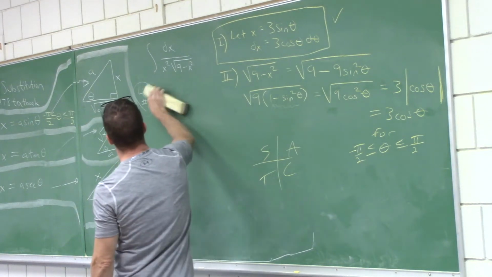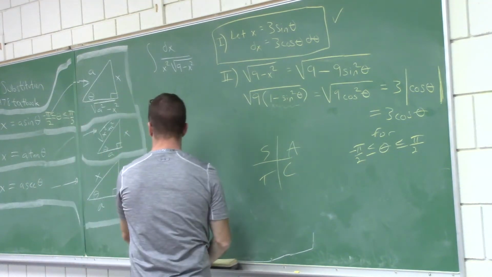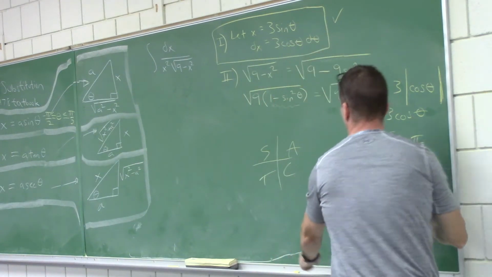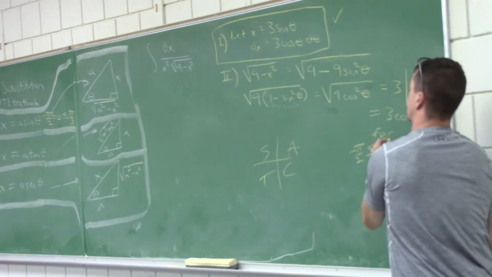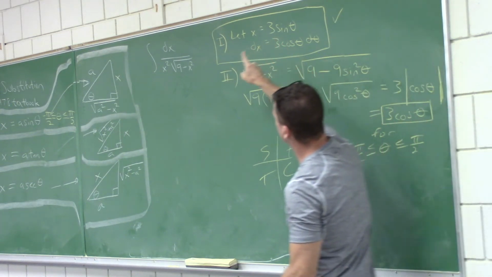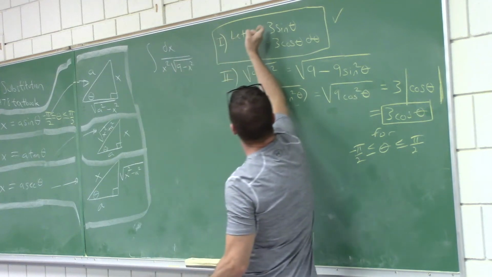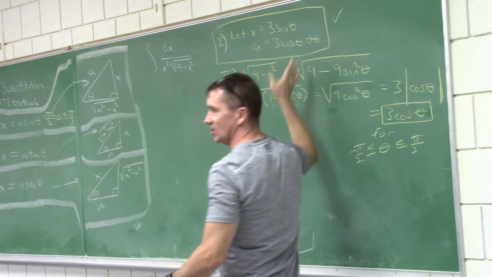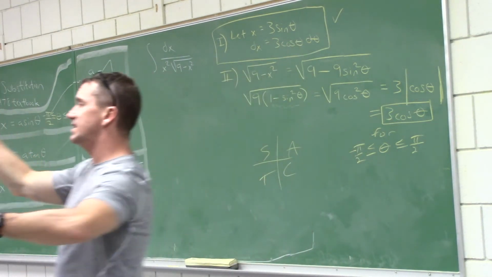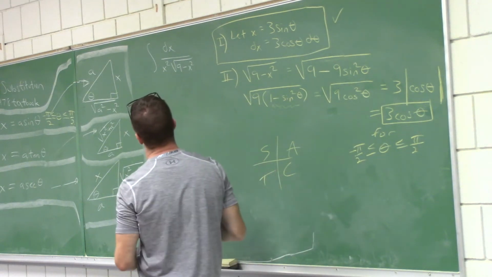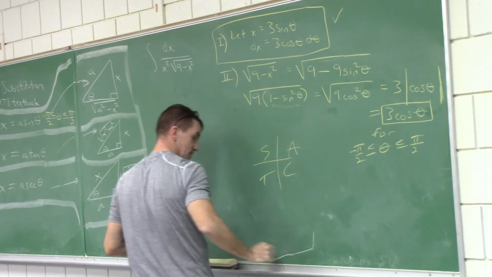And now it's ready. And when it's time to have some fun, you ready to substitute? What are we going to substitute for that square root of 9 minus x squared? 3 cosine theta. What are we going to substitute for this letter x? 3 sine theta. What are we going to replace that dx with? 3 cosine theta d theta. So this is interesting. We're getting everything in terms of thetas, aren't we? This is called the trig substitution. So I'm going to get this ready.